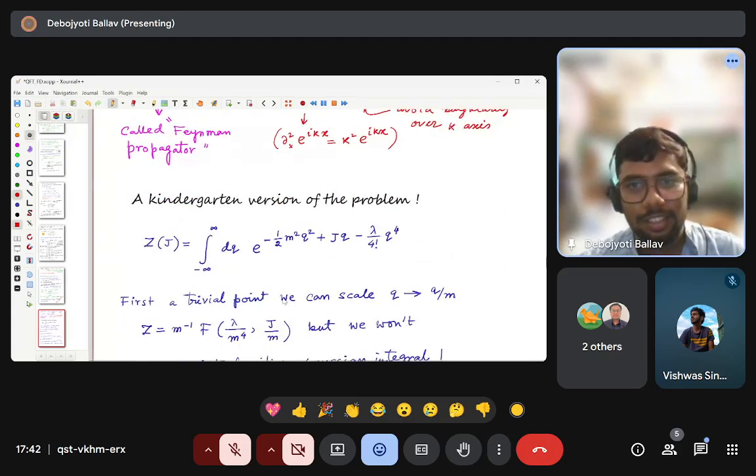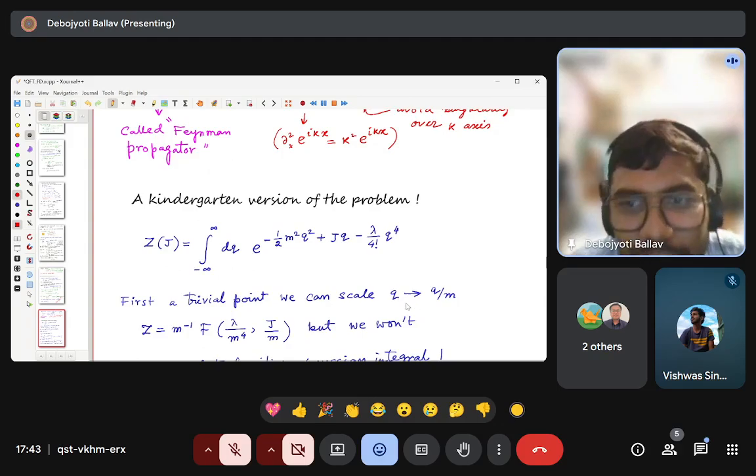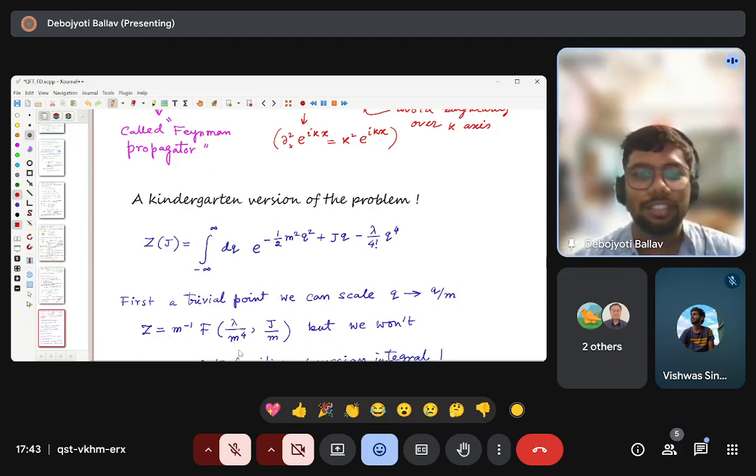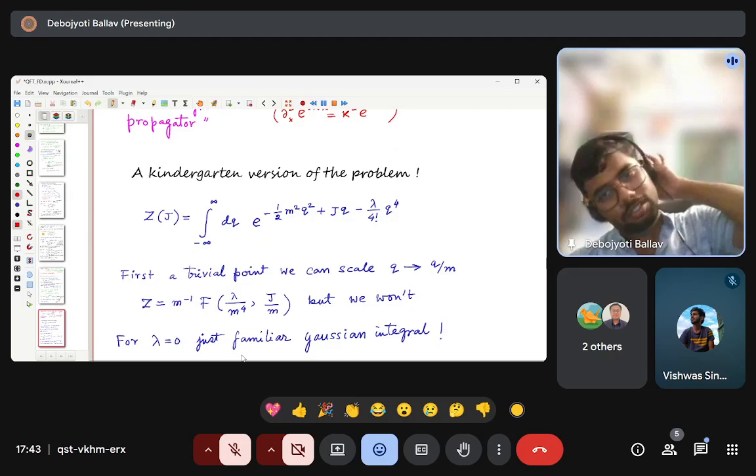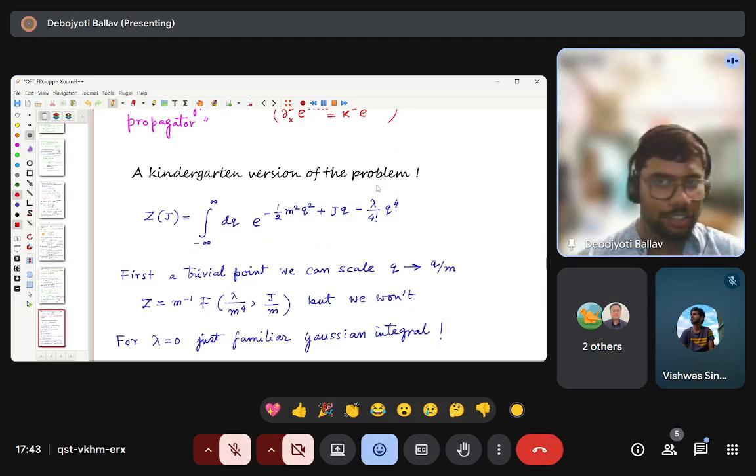expand. So first of all, I just want to make a point that there is a trivial point that we can scale this q by m, which is z, which is given by this. So all the mass parameters, all the parameters are scaled, but we don't do that. Okay, for lambda equals 0, this is just your familiar Gaussian integral. You know how to solve this.